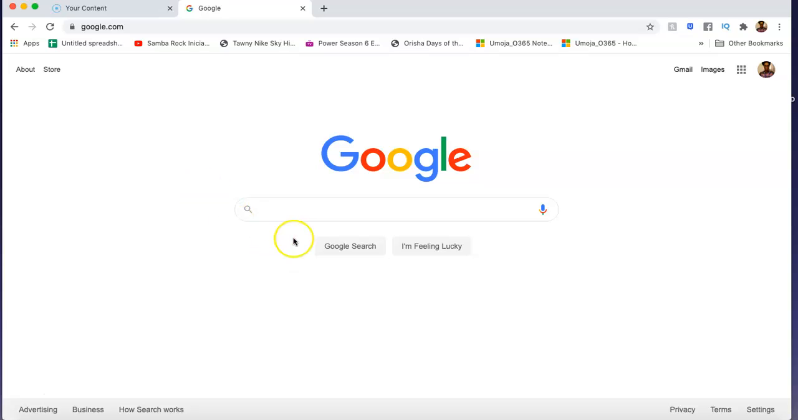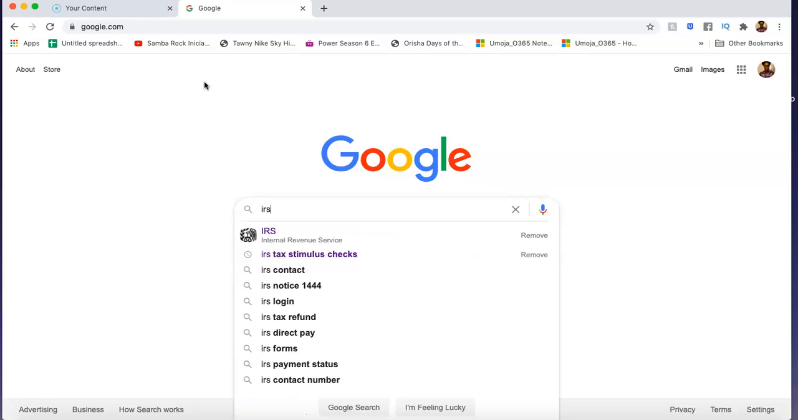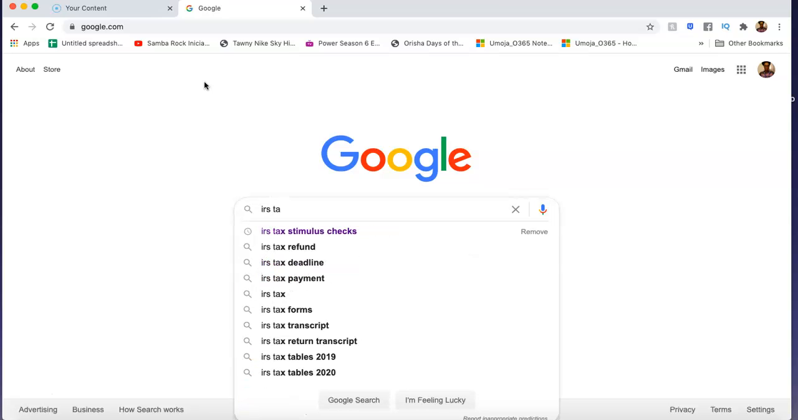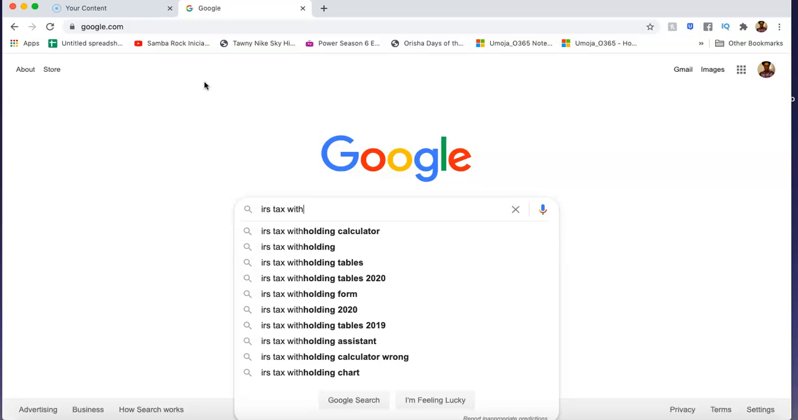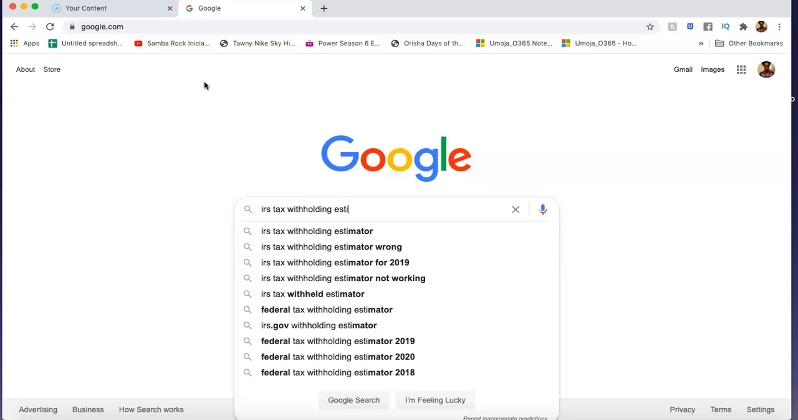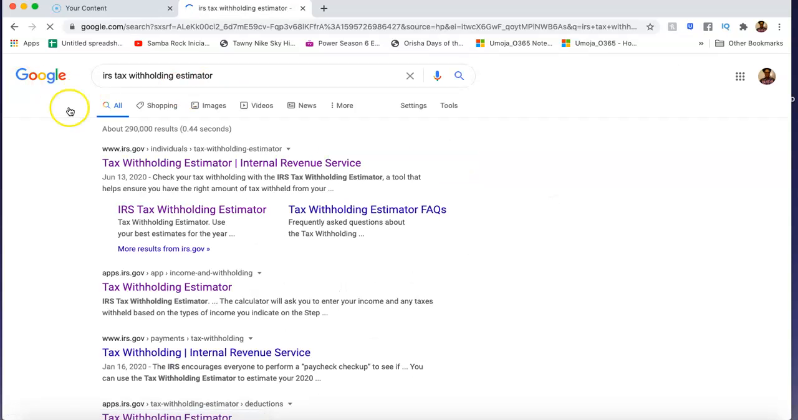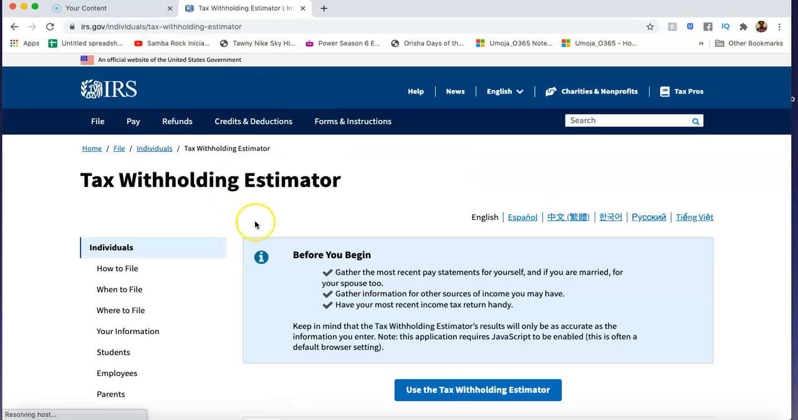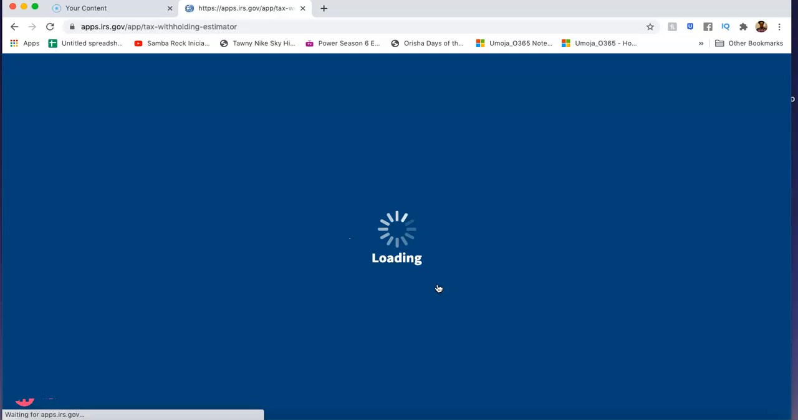So we're going to go into the W-4 withholding estimator, because before it was strictly done on paper, but now the IRS allows you to do it online so that you can get a more accurate account of how much you need to have taken out of your check. We're going to type in IRS tax withholding estimator. That's going to bring us to this screen, and we're going to go into use tax withholding estimator.